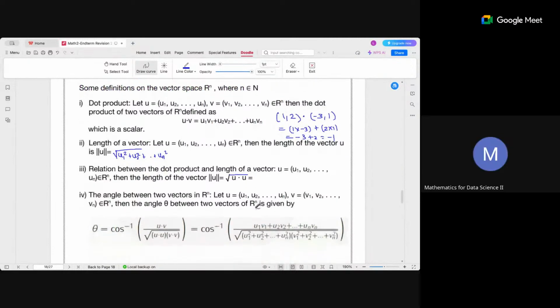And the formula for finding the angle between two vectors. Suppose you are having two vectors, what is the angle between them? It is given by cos inverse of u dot v divided by the norm of u times the norm of v. The square root of norm u square, norm v square, and this square will get cancelled. So it is u dot v by norm u, norm v. Clear?